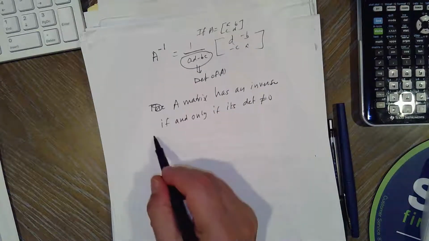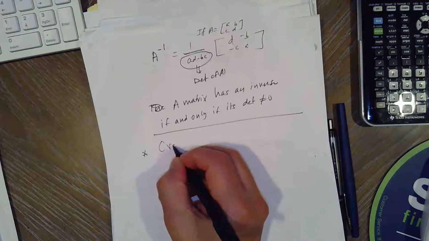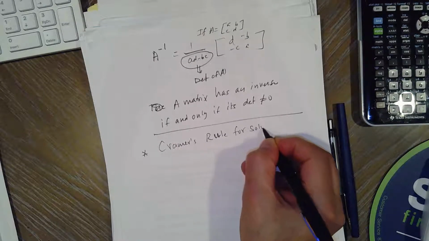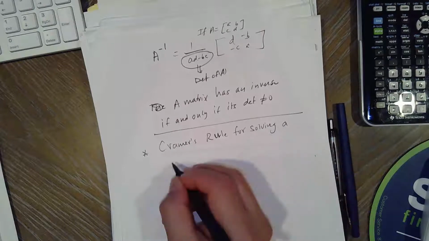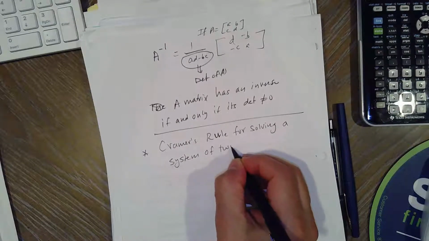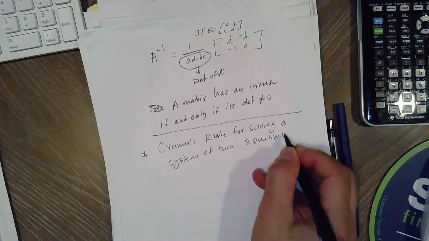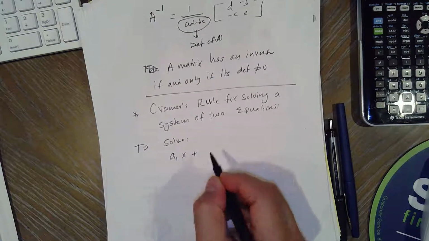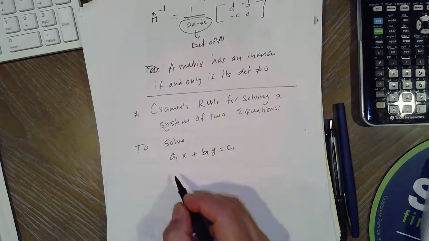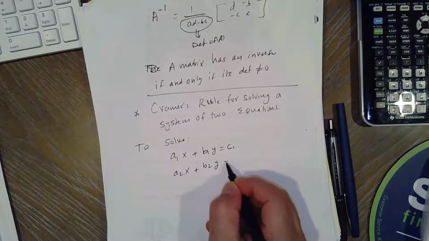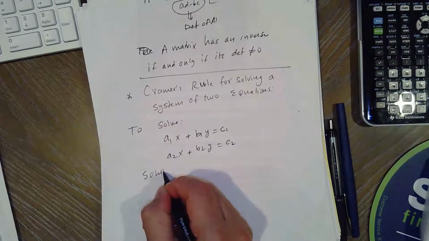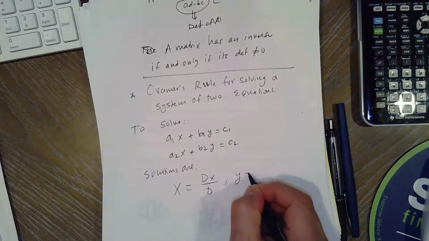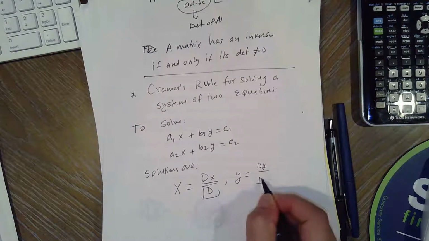That was the inverse of a 2 by 2. Okay? Now we're going to use determinants to solve systems of equations. This is called Cramer's Rule for solving a system of 2 equations. So to solve the system a1x plus b1y equals c1, a2x plus b2y equals c2, solutions are x equals dx over d, y equals dy over d, and notice the same denominator in both of them.